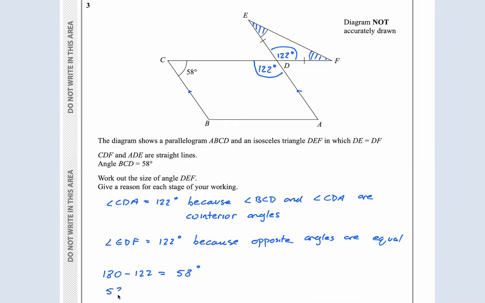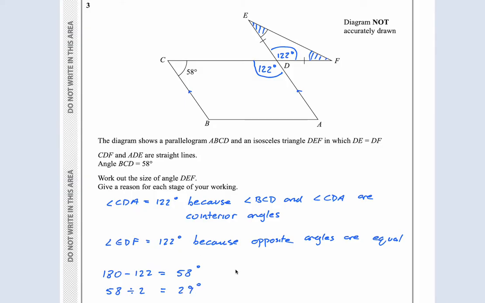58 divided by 2, because these three angles add up to 180. So these two angles have to add up to 58. So one of them is half of 58 because they're the same. So I divide by 2 and I get 29 degrees.